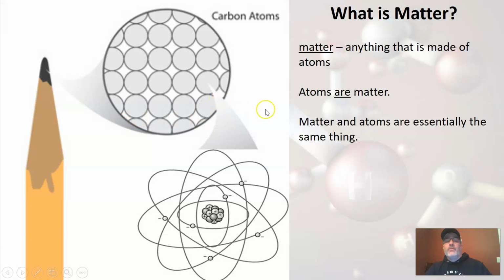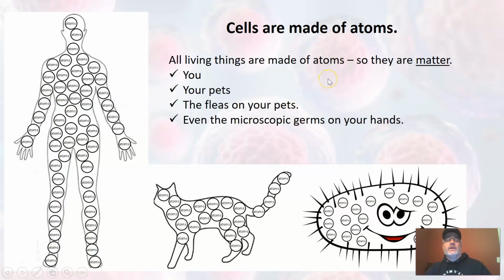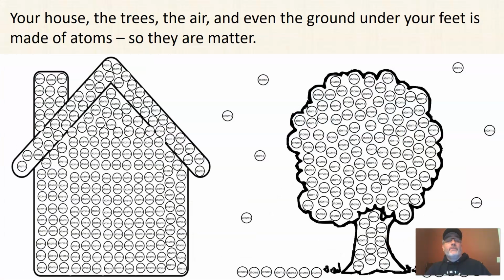And it's made of matter because matter and atoms essentially mean the same thing. Atoms are matter. Now, I know that we've talked about living things being made of atoms, but that also means that all living things are made of matter, or living things are matter. So, human beings like you, any pets you have, even the germs on your hand, things that are large and things that are small are made of atoms, so they are also made of matter, or you might even just say they are matter.